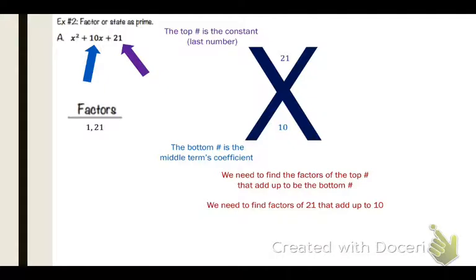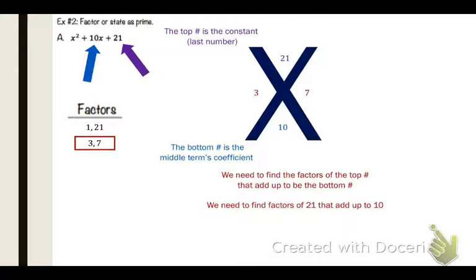So there's 1 and 21, 2 can't go into 21, 3 and 7. 4 can't go into 21, 5 can't, 6 can't, and then we're back at 7. So those are our only factors. So 1 plus 21 is 22. Even if we subtracted those, it would only give us 20, so that doesn't help us. But 3 plus 7 is 10. So those are the factors we're going to use.